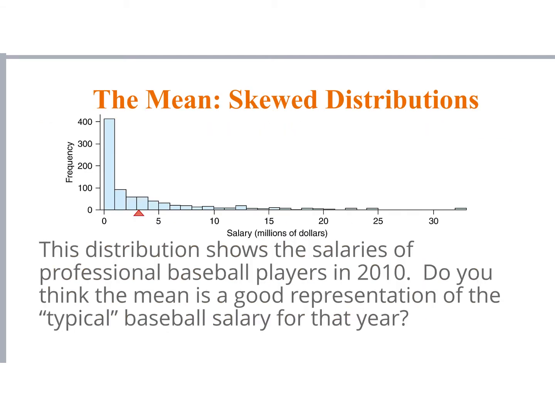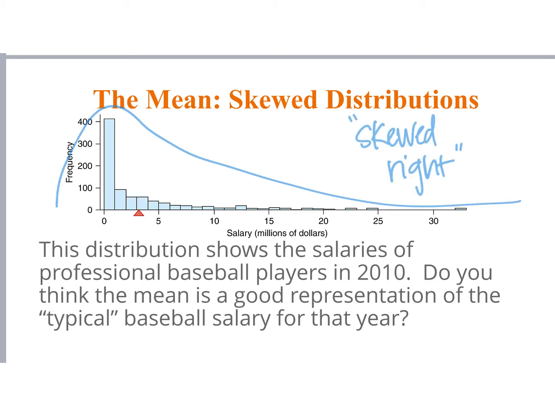Okay, so here's another distribution, which is a little bit different. If we look at the shape of this distribution, it's not symmetric, but in fact, this one is skewed. This distribution shows the salaries of professional baseball players in 2010. Do you think the mean is a good representation of the typical baseball salary for that year? If you look at where the mean is located, which is the balancing point, that's where it's going to balance everything out. Is that a good representation of the typical baseball salary?